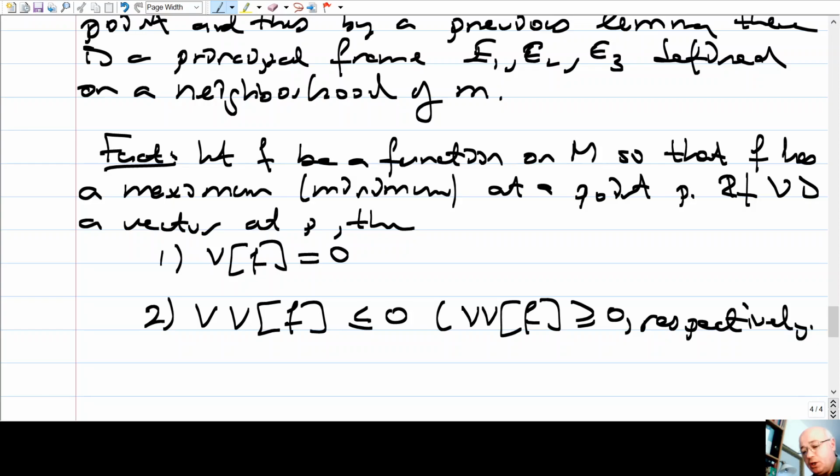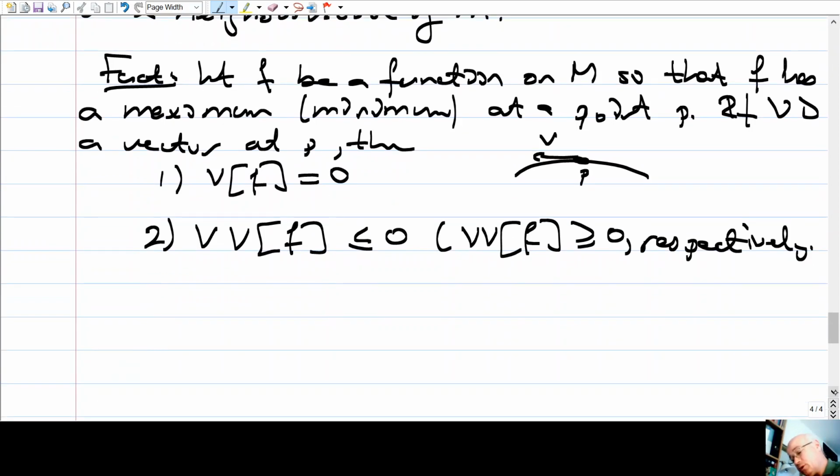So we just take the derivative of f along the vector v, as you go on the surface in the direction of v. If you are at the point P, and if this is the maximum value, then this is 0 and the second derivative has to be negative. If it is a minimum, then the second derivative should be positive.